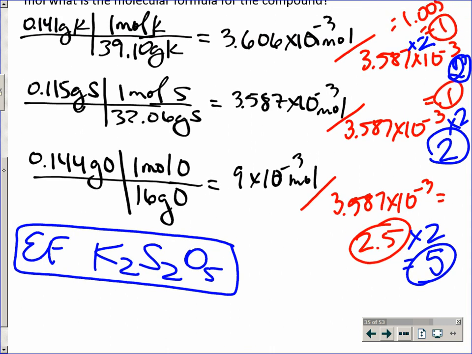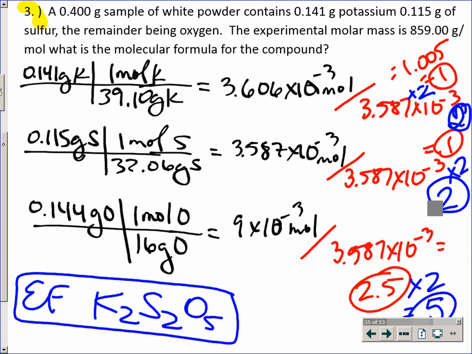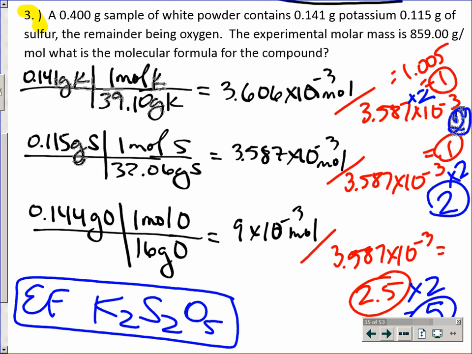This front table was on the struggle bus, but they made it through, so we're good here. All right, so the experimental molar mass is 859.00 grams per mole. What is the molecular formula? Keep rolling here, okay?